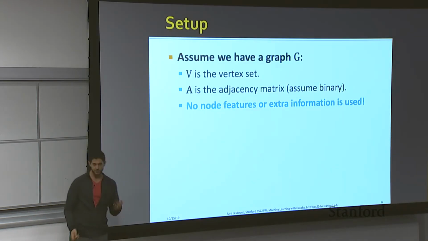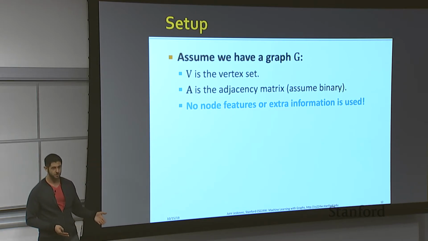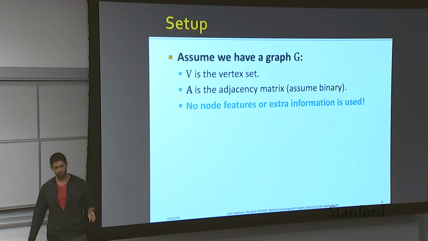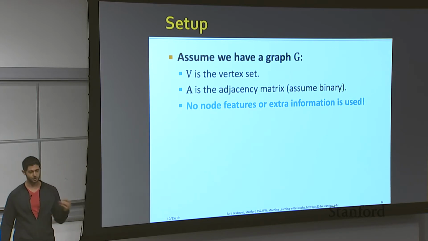So very quickly, what is our setup? We have our graph G, V is our vertex set, A is the adjacency matrix. We're going to be working with a binary adjacency matrix today, so let's not think about weights. We're just going to be thinking about the connectivity between the nodes. And for now, we're not going to be thinking of any node features or extra information.